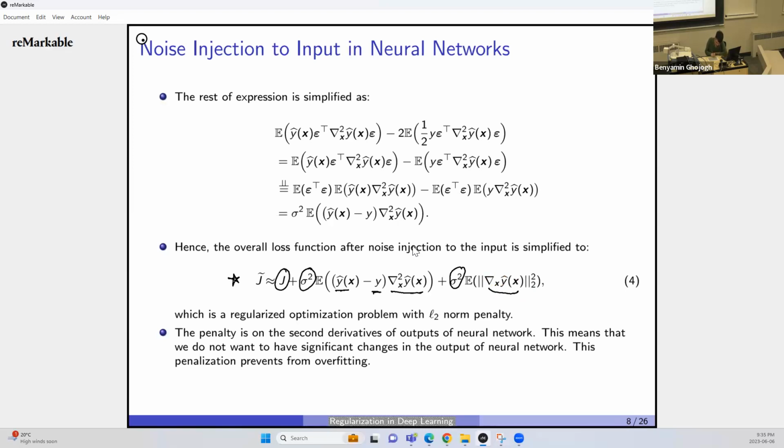This penalty is on the second derivative of the outputs of the neural network. This means that we do not want to have significant changes in the output of the neural network. Is it obvious? What does this mean? The whole thing here is the regularization term. Do you agree? Do you agree?